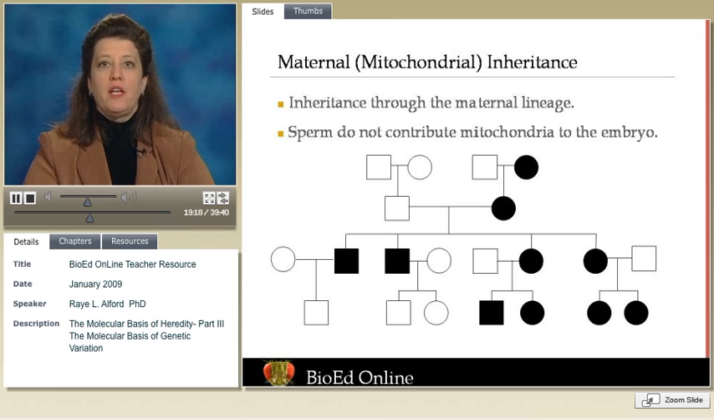Examples of maternally inherited mitochondrial disorders include aminoglycoside-induced ototoxicity, which is a form of hearing loss, and mitochondrial encephalomyopathy, lactic acidosis, and stroke-like episodes, also known as MELAS.